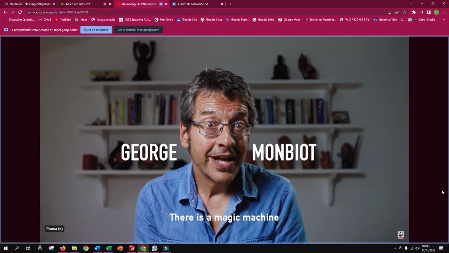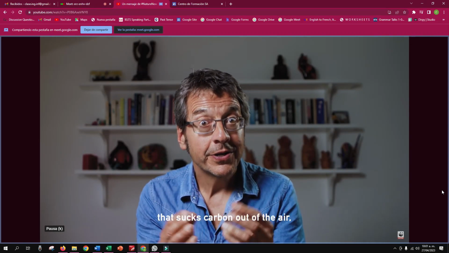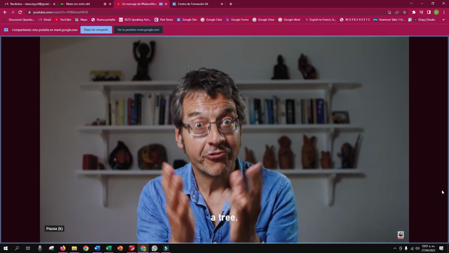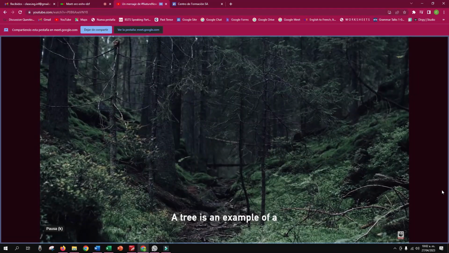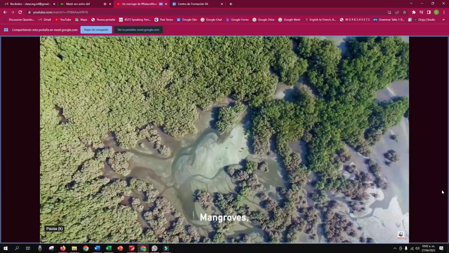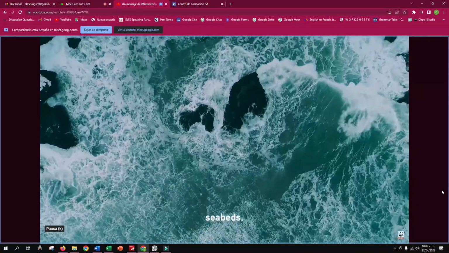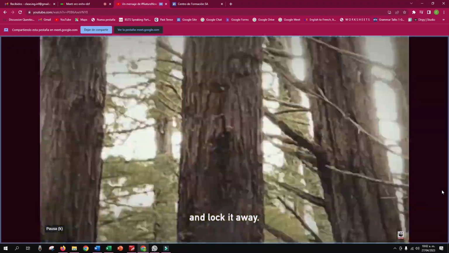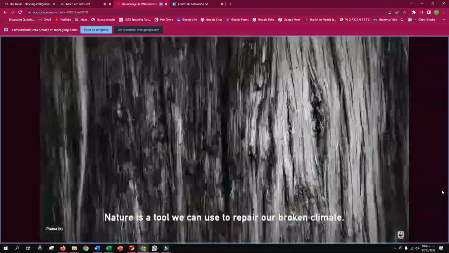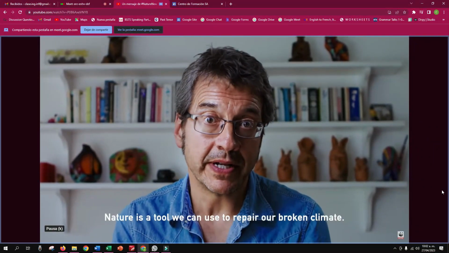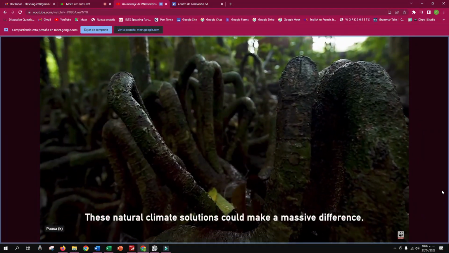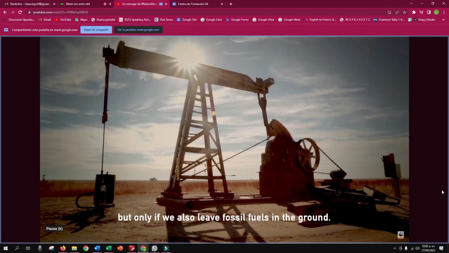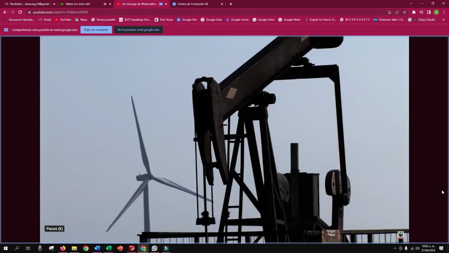There is a magic machine that sucks carbon out of the air, costs very little, and builds itself. It's called a tree. A tree is an example of a natural climate solution. Mangroves, peat bogs, jungles, marshes, seabeds, kelp forests, swamps, coral reefs, they take carbon out of the air and lock it away. Nature is a tool we can use to repair our broken climate. These natural climate solutions can make a massive difference, but only if we also leave fossil fuels in the ground.